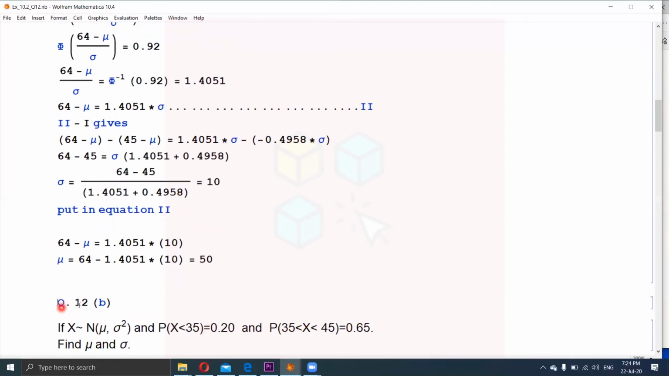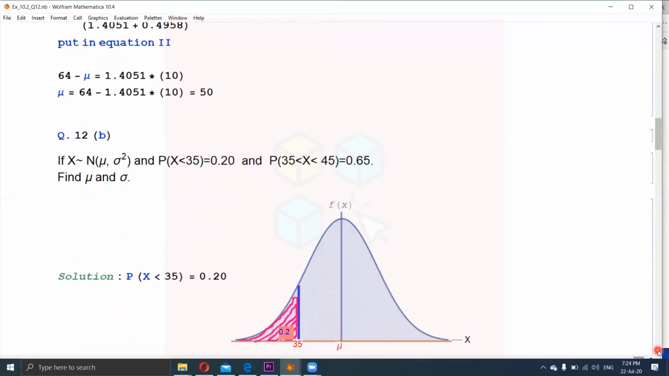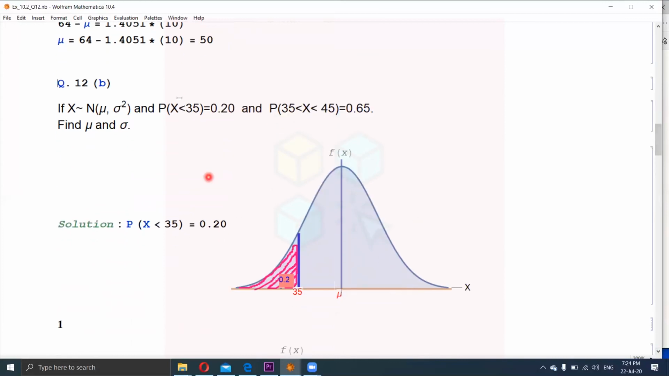Now consider the question 12b. If x is normally distributed with mean mu and variance sigma square, and the probability x less than 35 is 0.2, and between these 2 points probability is 0.65, find mu and sigma. So probability x less than 35 is on the left tail, which is shaded by the pink color, is 0.2.